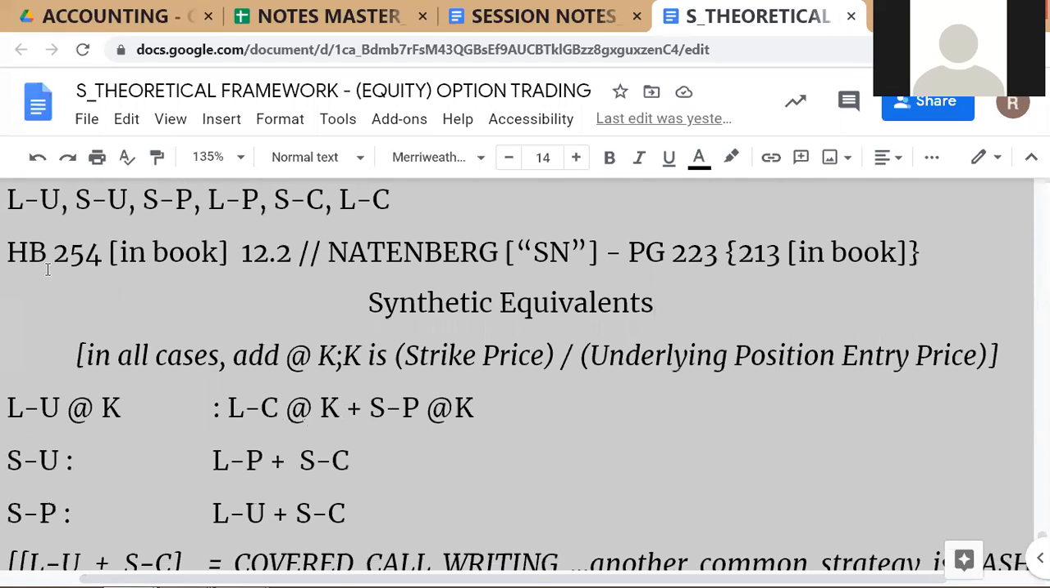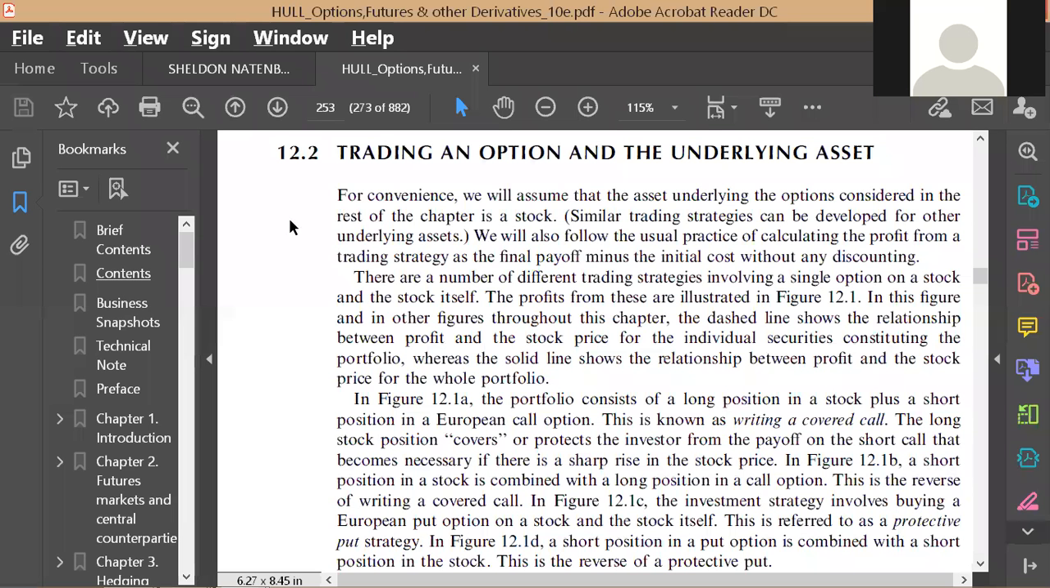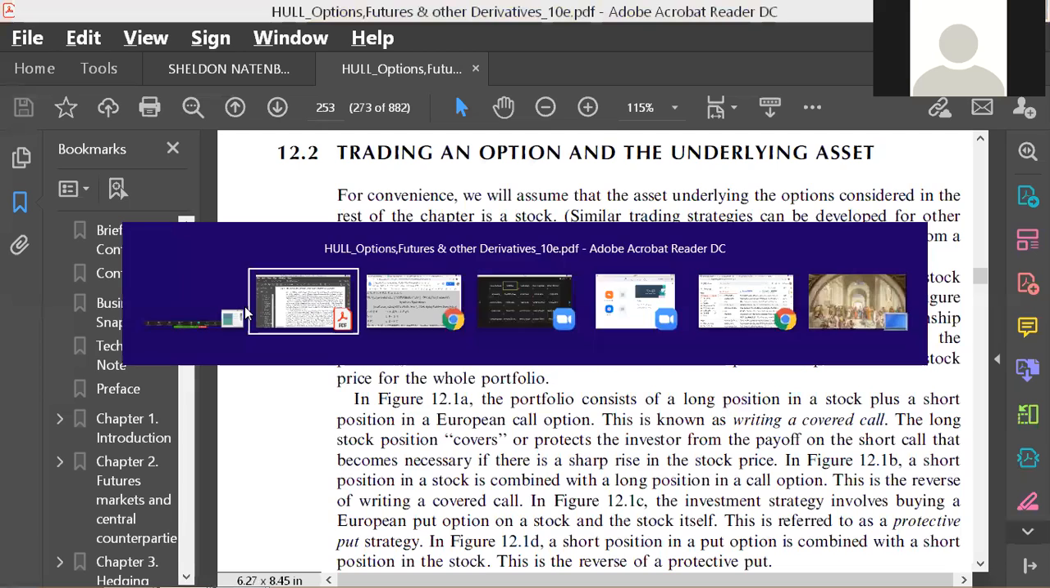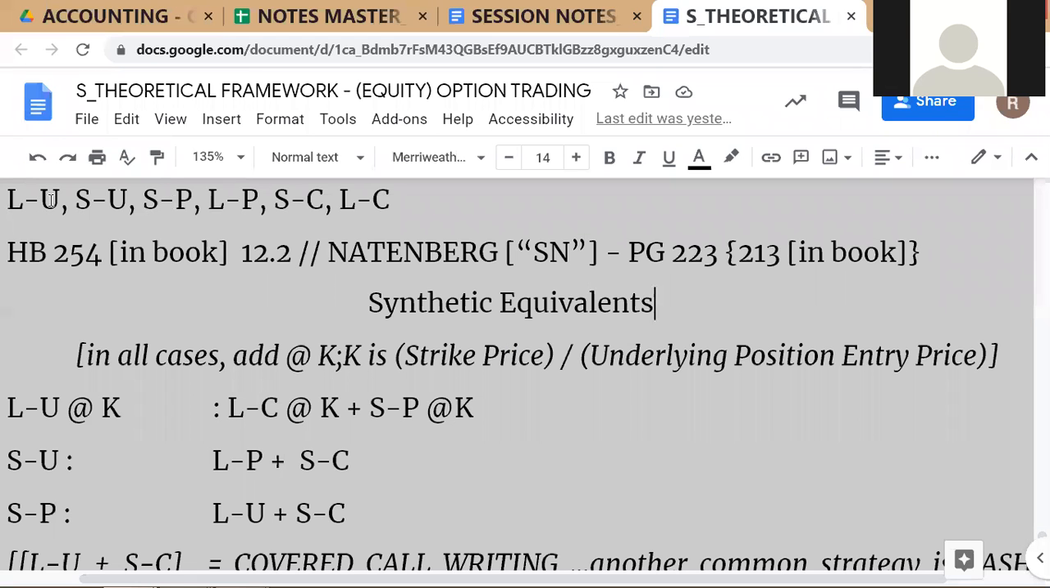Okay, so L is for long, S is for short, U is for underlying, P is for put, and C is for call. So as you see, you have a total of 6 positions. In the underlying, you can have 2 positions: long underlying, short underlying. There is one underlying market, and then there are markets for puts and calls.